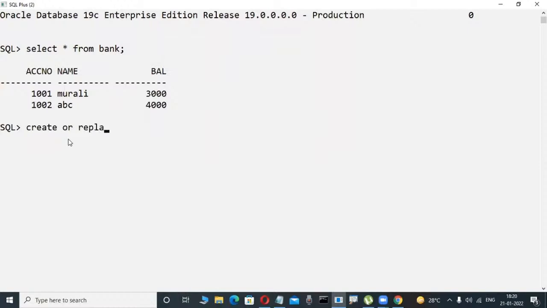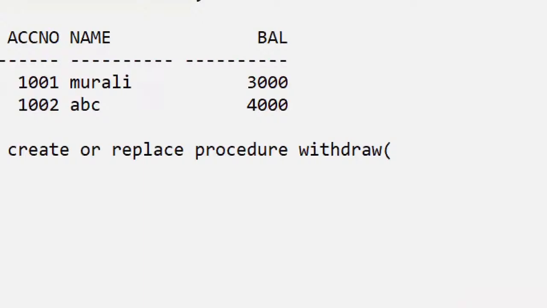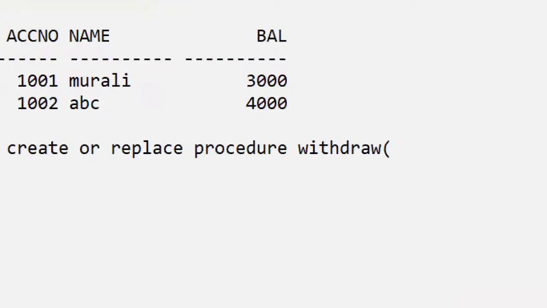Create or replace procedure. Observe the execution here. My procedure name is Withdraw. Slowly observe, there is a table here. In my project, I try to implement one small scenario only, withdraw. Actually, in real time, big packages contain withdraw, deposit and all these things, but I'm giving just a small task in a procedure.